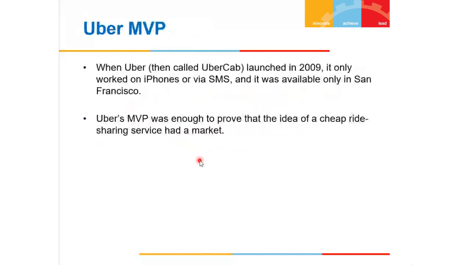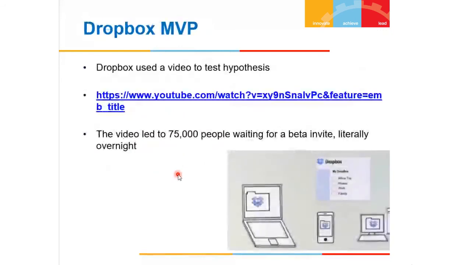Okay. Similarly, in case of Uber, they launched Uber with a very simple concept, and the app worked on iPhones, or even using SMS. You can book a cab, and it was available only in one city. Okay. But this is enough to prove the idea is worthwhile. Okay, and people are willing to do ride sharing using this particular concept. So coming to another example of MVP, what did Dropbox do? Any idea?